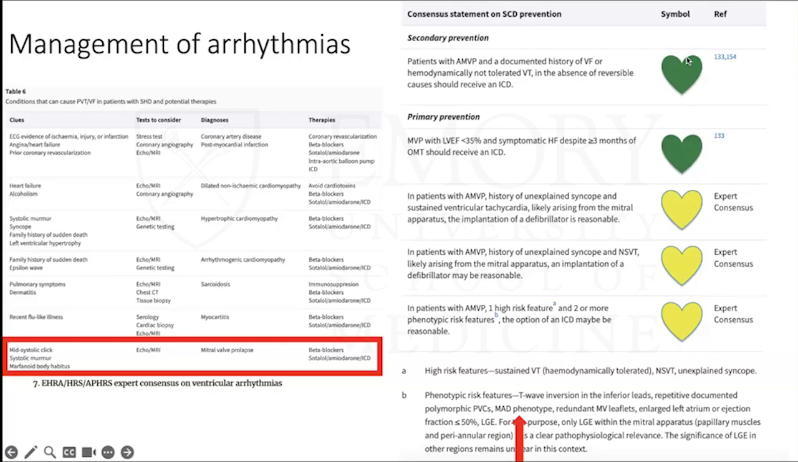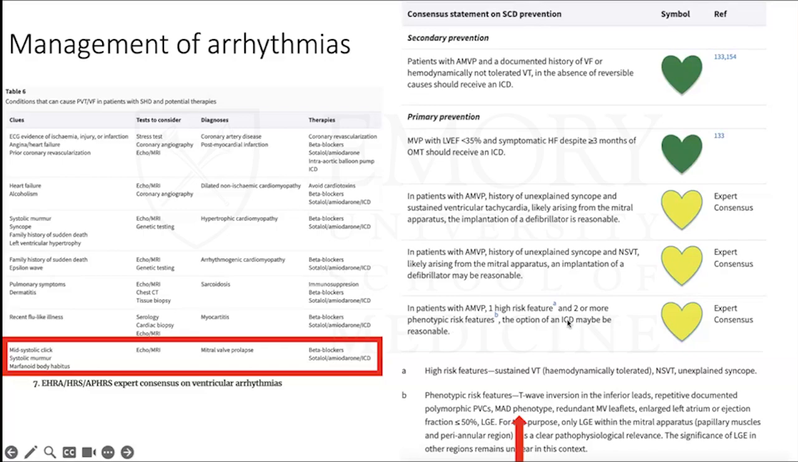So I think of this, their kind of heart system: green heart I would consider class 1, and yellow heart is considered class 2. They don't break them down into A or B. But this is what I think it is here. In patients with arrhythmogenic mitral valve prolapse, high-risk feature, and 2 or more phenotypic risk features, an ICD may be reasonable. So this is what I think is interesting.